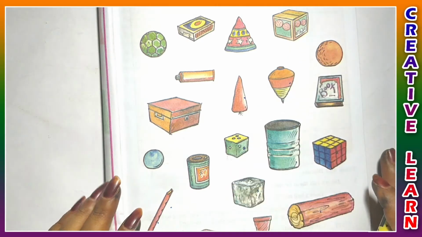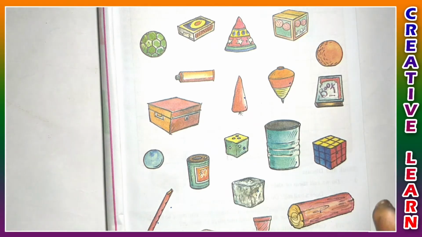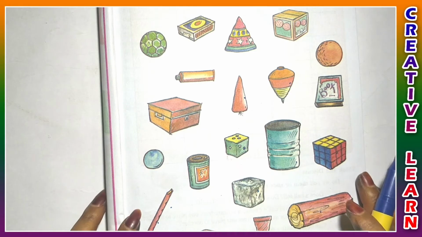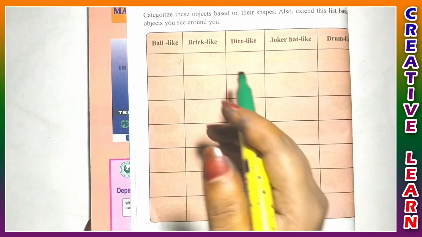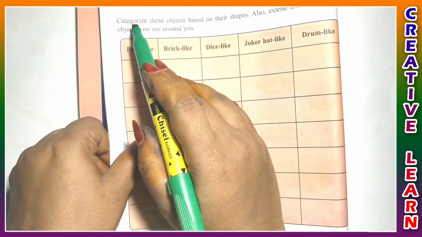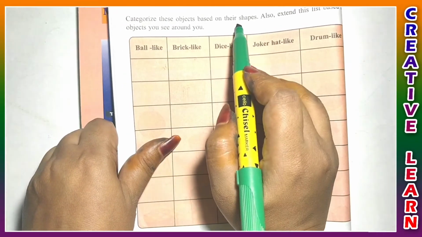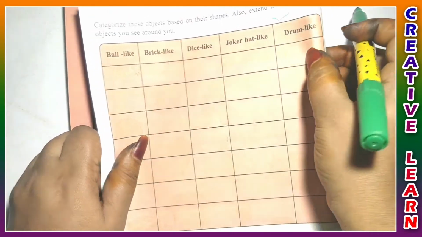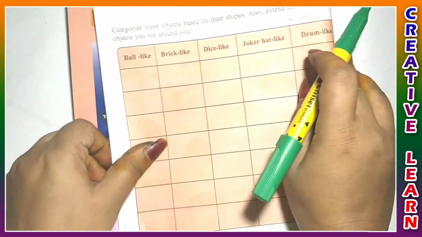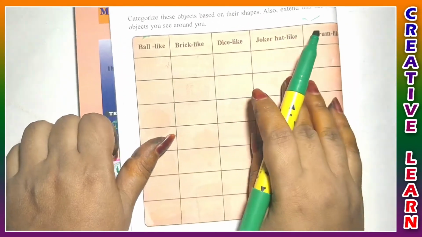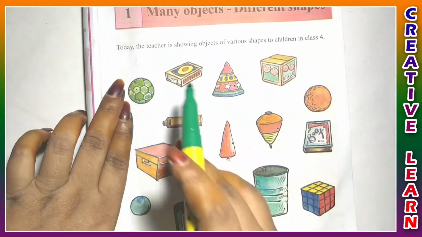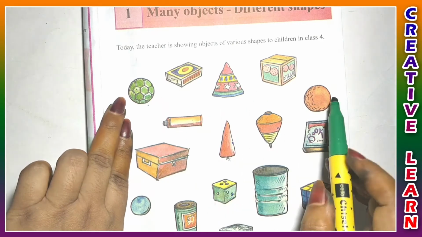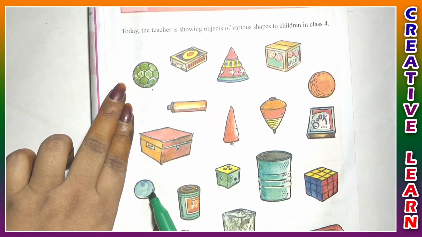From all these things we have some objects with similar shapes. Let's then categorize. First one. Okay, here it is given: categorize these objects based on their shapes. Also, extend this list based on objects you see around you. Okay, first, ball like. What shapes are there? Ball like. Ball, laddu, and this one.